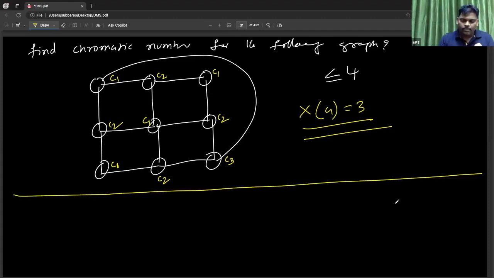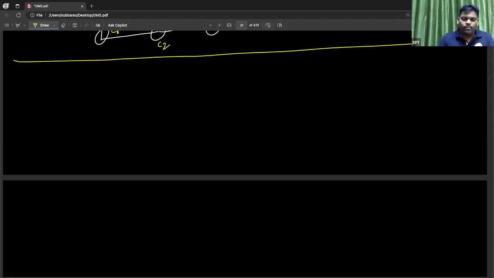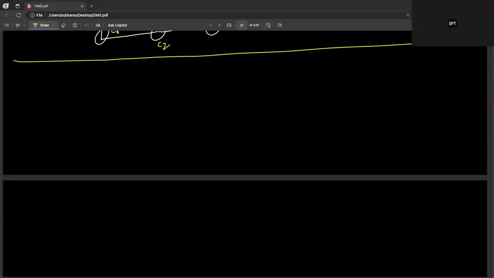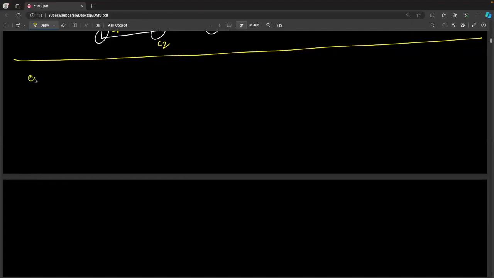Right, fine. Let's see one more problem. Yeah, take this problem also. One more problem. Example. Find the chromatic number.